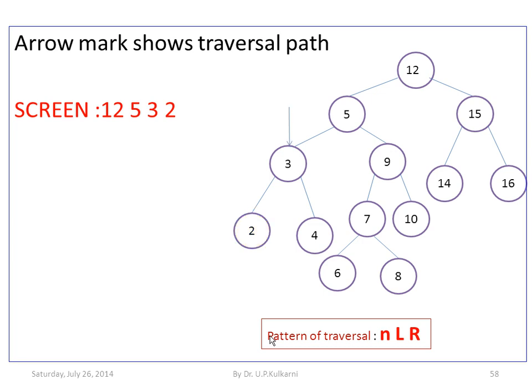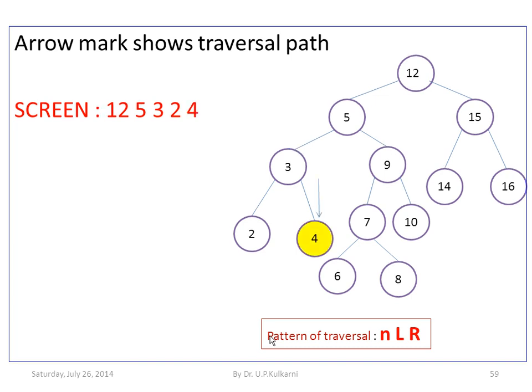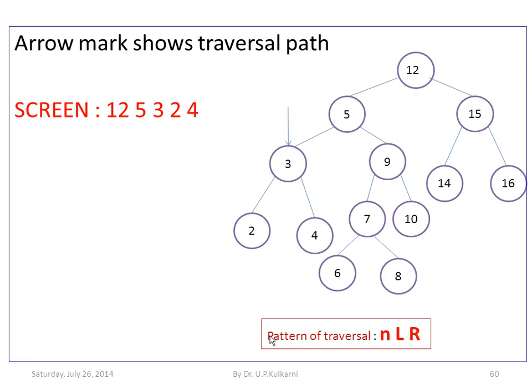Then visit left, empty, then visit right, that is also empty. So we go back. For this, printing the node is over, going to left is over, so go to the right. For this, NLR again, print that node, 4 is printed, left is empty, right is empty, NLR is over for this node, go back. For this, NLR is over, go back. For this, N and L are over, so now R is left, so move to the right.